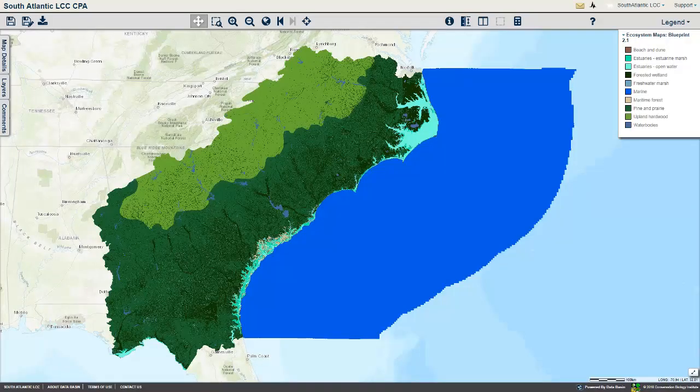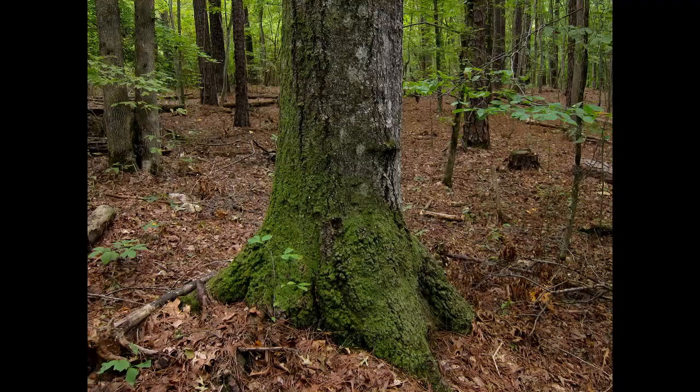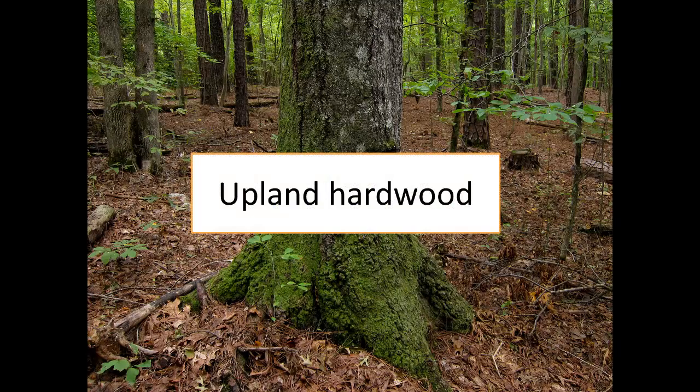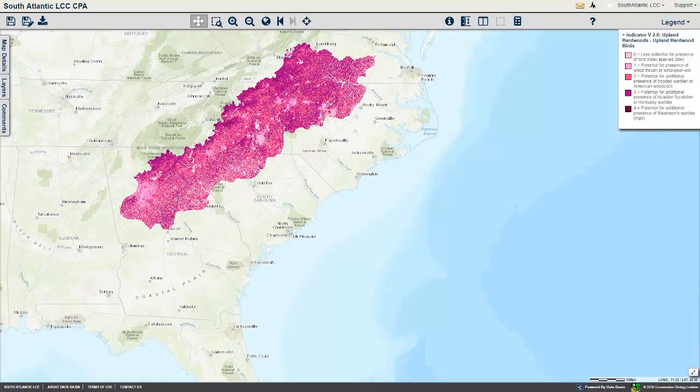The region is divided into 8 different ecosystems with defined spatial boundaries. Each pixel within the South Atlantic geography is assigned to one ecosystem. You might notice that the legend labels this layer Blueprint 2.1. That's because each layer is named after the blueprint in which it was most recently updated. Let's start with the upland hardwood ecosystem and move gradually toward the coast. If you recall, ecosystem integrity is measured by a suite of different natural and cultural resource indicators.